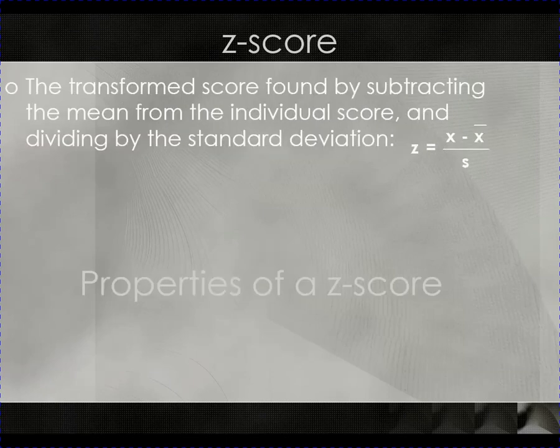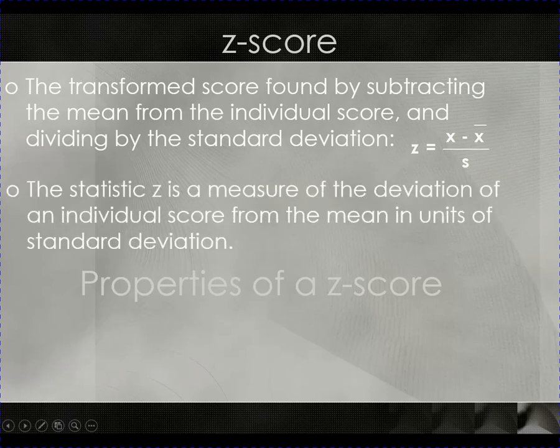So here's the idea of a z-score. A z-score is really important, and we'll talk about that in a minute. The z-score is the transformed score found by subtracting the mean from the individual score and then dividing by the standard deviation. So this is talking about an individual score. If a bunch of people take a test, you have a mean for that test, and if one person wants to look at how they compared to everyone else, they could find the z-score.